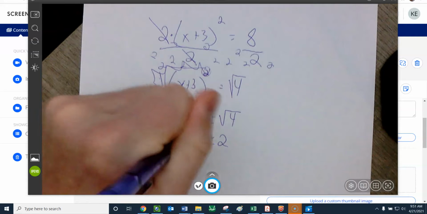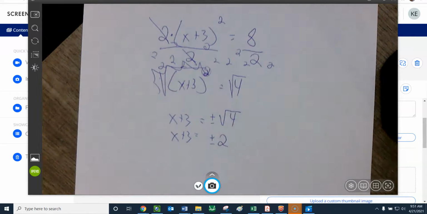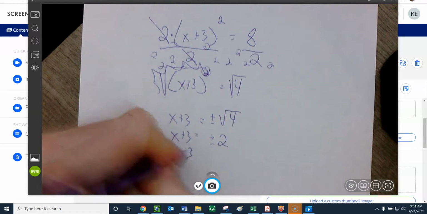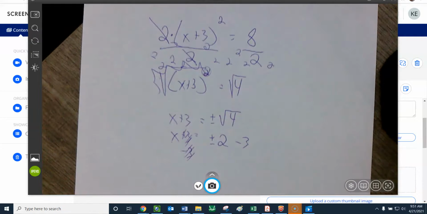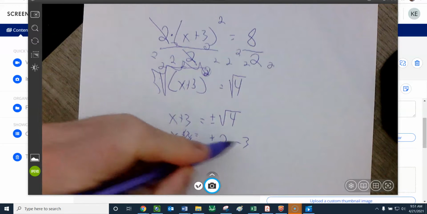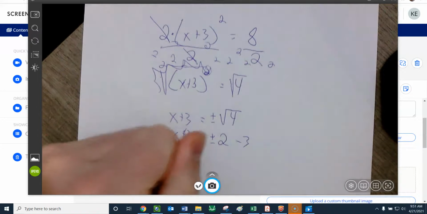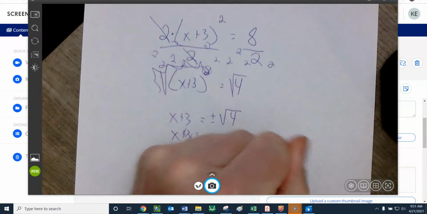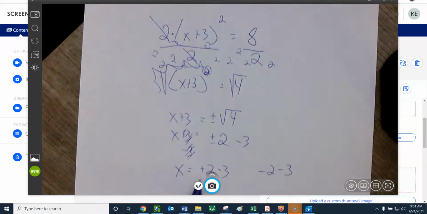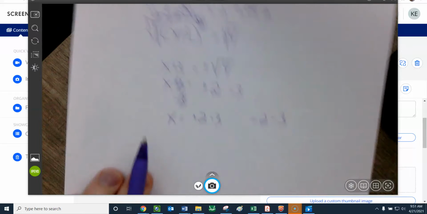I'm not done yet. A lot of students see plus or minus 2, and think that's our answer, but it's not our answer. X is still not by itself. I'm going to subtract 3 from both sides, and here comes that first prerequisite skill we had. I have plus or minus 2 minus 3. So that's going to give me two equations. One is a positive 2 minus 3, and the other one is going to be a negative 2 minus 3. There's the plus or minus version.